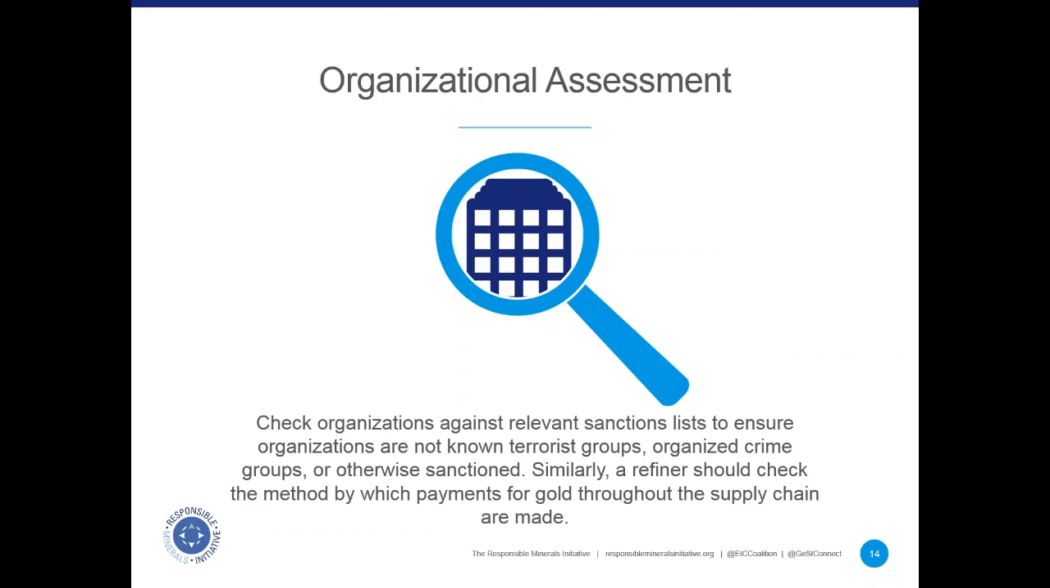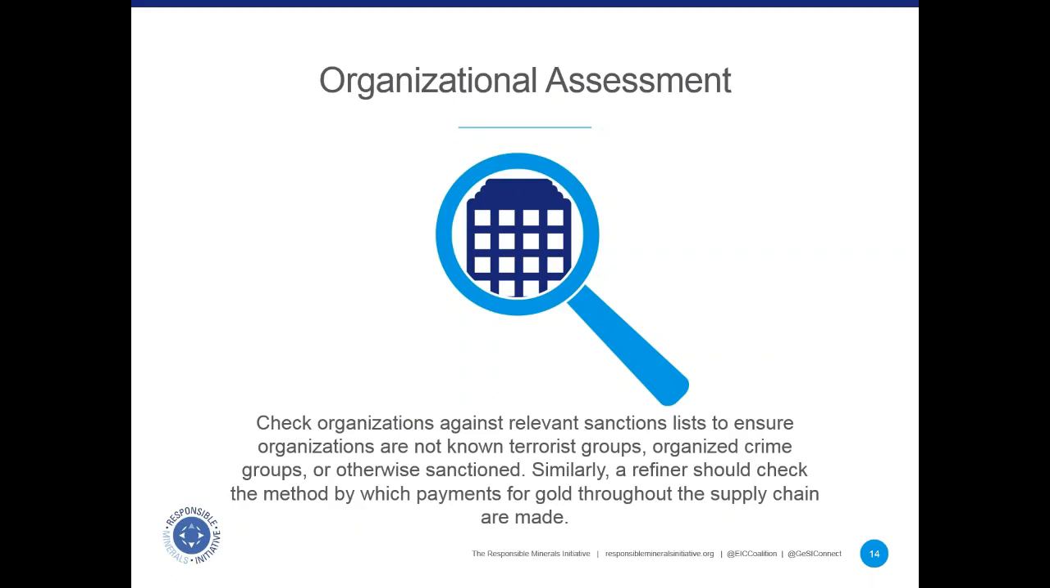At the next and narrower level of the pyramid, the refiner should assess the organizations involved in the financial transactions and the methods of payments they use. Refiners must check organizations against relevant sanctions lists, including but not limited to the UN sanctions list or the OFAC list, to ensure those organizations are not known terrorist groups, organized crime groups, or otherwise sanctioned from doing business with the refiner or its customers. It is worth noting that these checks are required for the gold supplying counterparty, not any organization involved in a financial transaction.